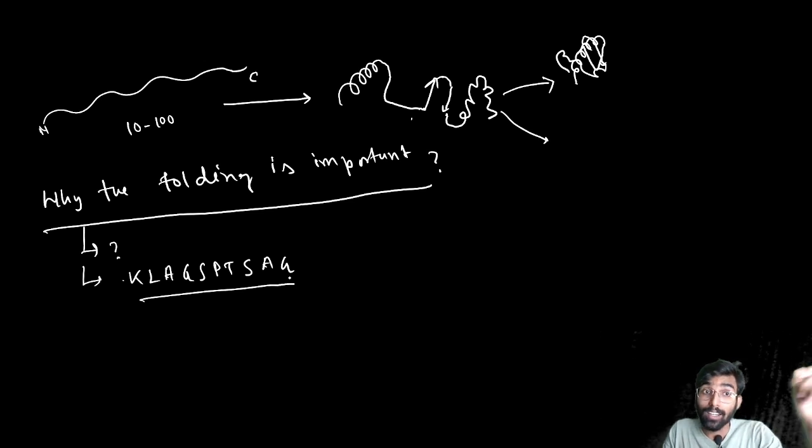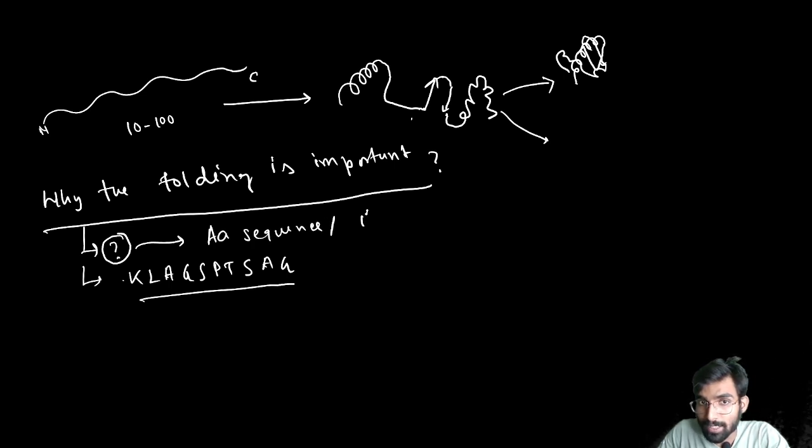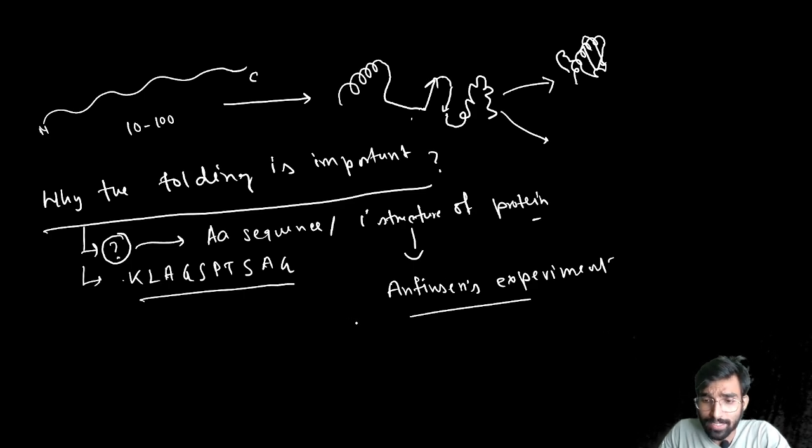But the question is, folding is dependent on the factor I mentioned earlier. What is that factor? That is called the amino acid sequence, or primary structure of the protein. So the basic key is the primary structure of a protein. How was it determined? It was determined by one experiment called Anfinsen's experiment. What Anfinsen actually did, we will see.